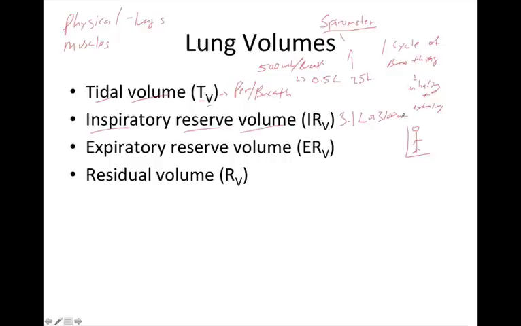So that's something to keep in mind. So think about this then. How would you test a person's inspiratory reserve volume? What instructions would you give that person?